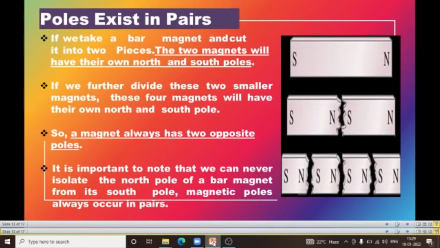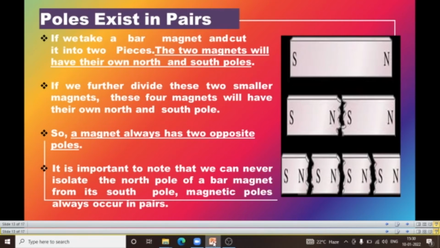Poles exist in pairs. We human beings have pairs of eyes, pairs of hands, pairs of legs, and so on. In a similar way, magnetic poles also exist in pairs. So if we take a bar magnet and cut it into two pieces, the two magnets will have their own north and south pole. We take a magnet and cut it in half. So each magnet has two poles, right?